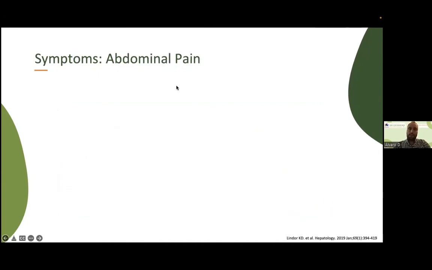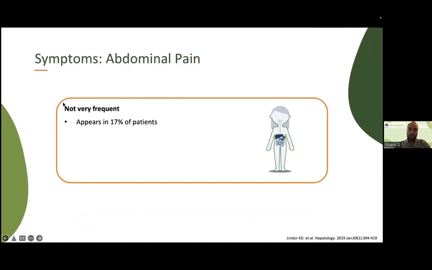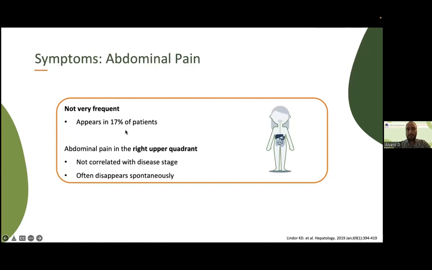And let's move to the fourth most frequent symptom. Abdominal pain is not a very frequent symptom, it appears in up to 17% of patients, and characteristically, this abdominal pain appears in the right upper quadrant, here of the belly, of course. It is not correlated with disease stage, it is not correlated with liver size, and often disappears spontaneously.